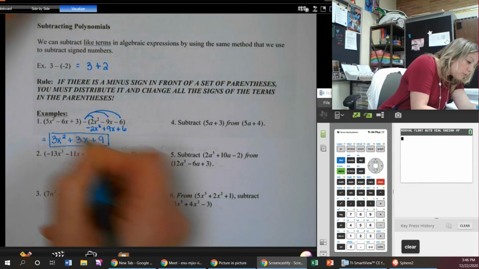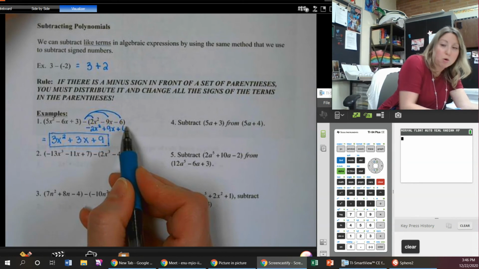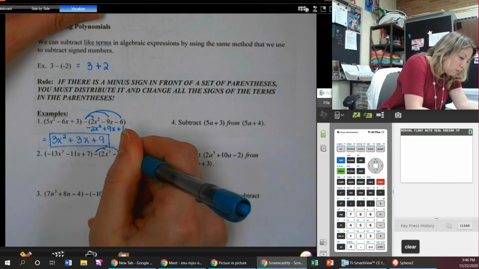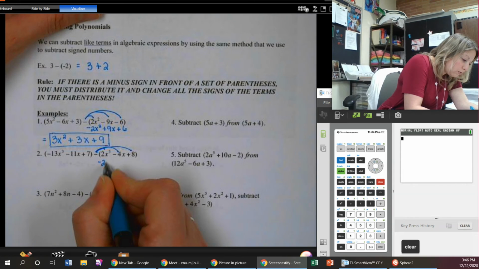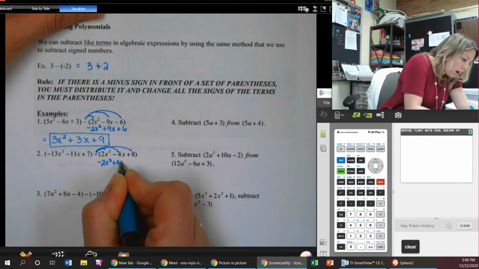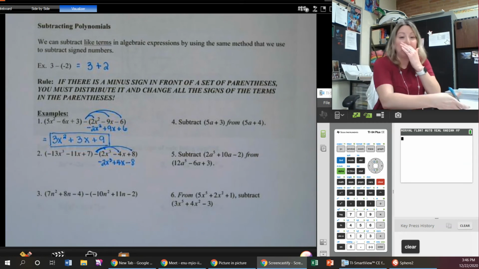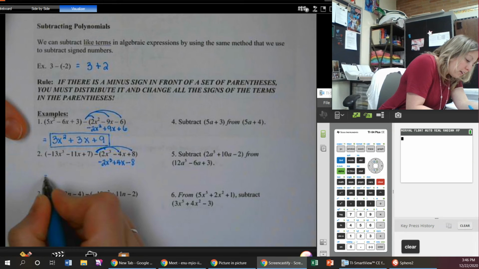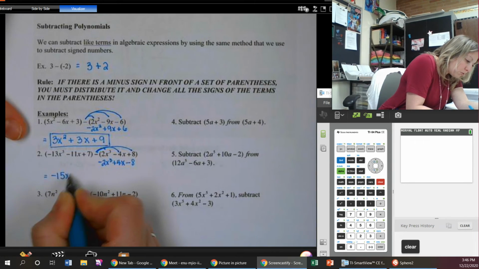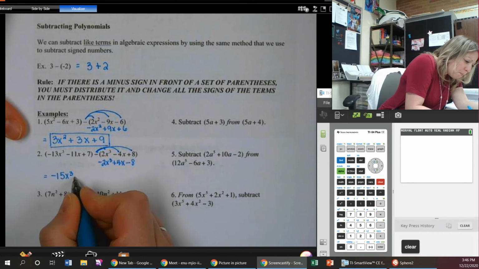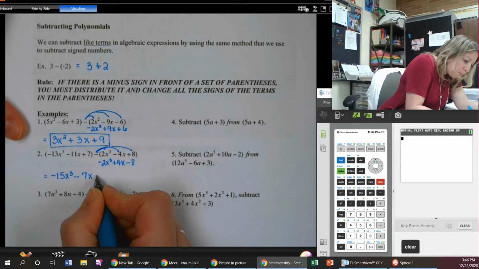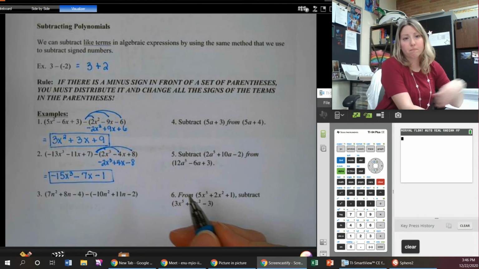So that negative is in front of all of those pieces is what we're saying if it's in front of a set of parentheses. Again, on number 2, distribute. Change those signs. Negative 2x cubed, positive 4x, negative 8. Rewrite like that if you have to, and then go and combine those like terms. So we get negative 15x cubed. Then minus what? 7x, and then minus 1. There's your final answer. Okay.